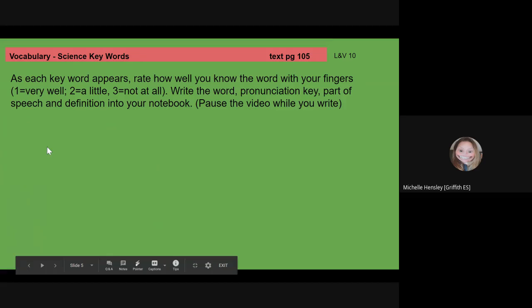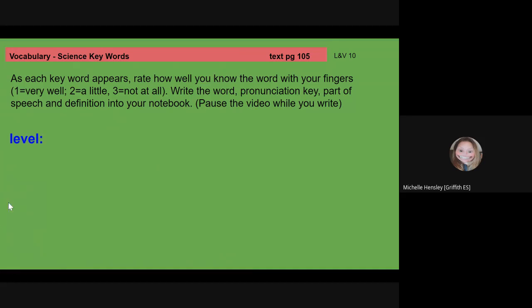All right. Next word. Level. How well do you know level when we're talking about a scientific use of level? Do you know it very well? Do you think you could tell me what it means in science if I'm talking about the word level? Maybe a little. You've seen it in some of our reading, or maybe not at all. Write down level in your notebook. A level is a noun, level, two syllables, and it's how high or low something is. So the level in my water glass right now is low because I've been drinking water all afternoon and I haven't refilled it.